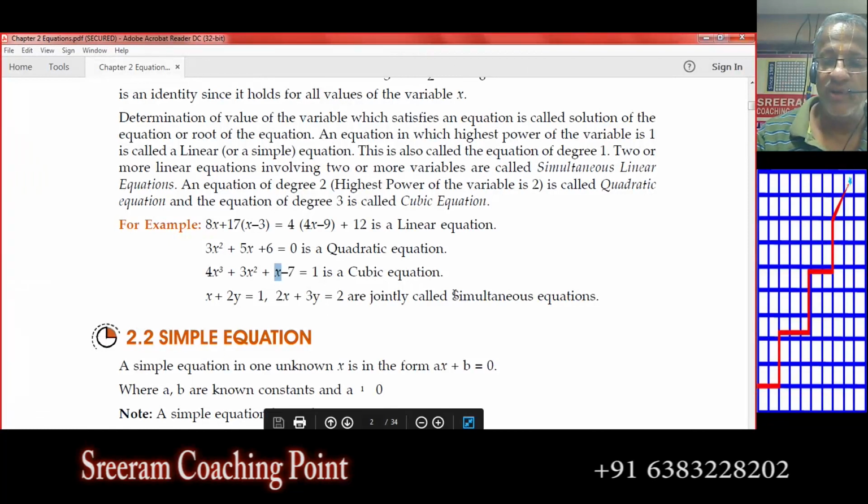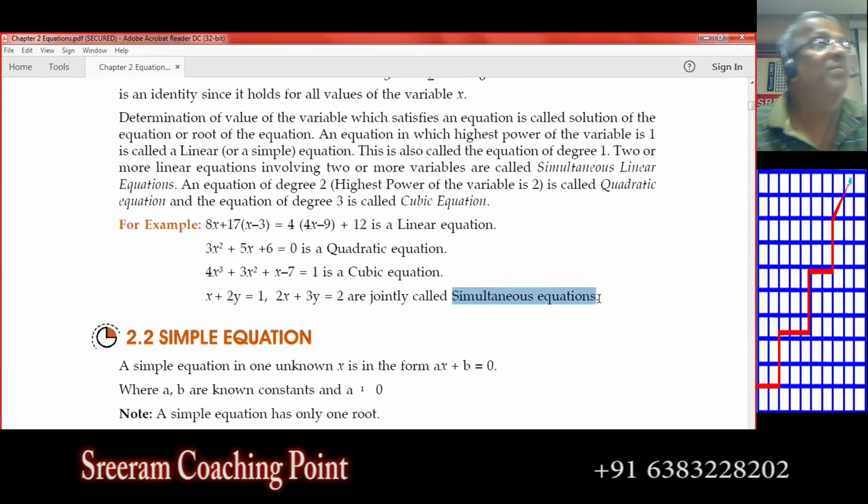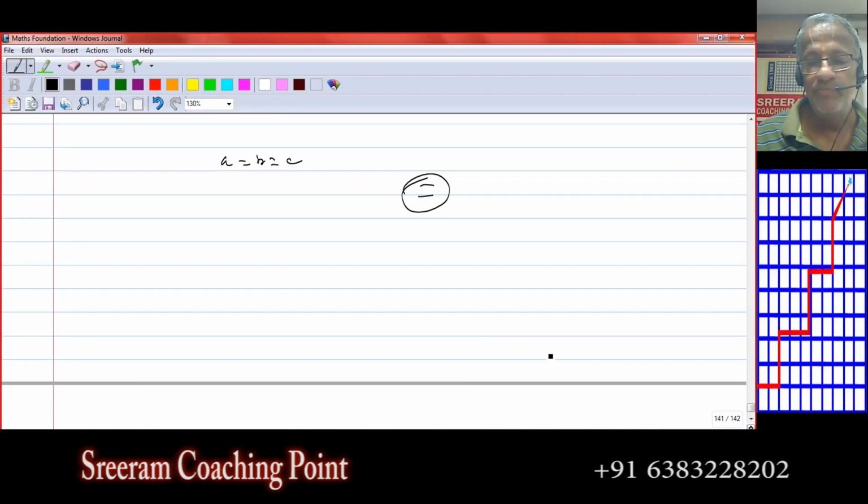Then in the case of simultaneous equation, we have two variables. The basic necessity in simultaneous equation is that when we have two unknowns, in order to solve the problem, we require two equations. So now let me just make the basics clear.